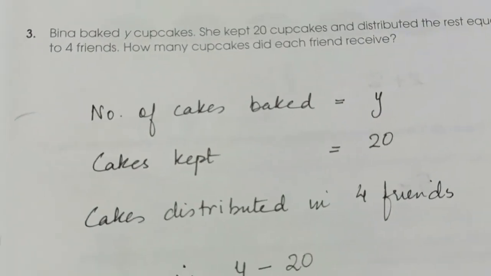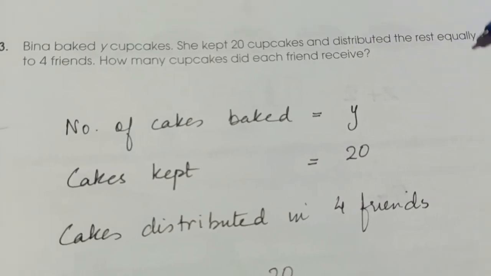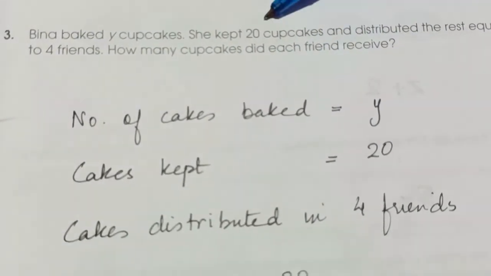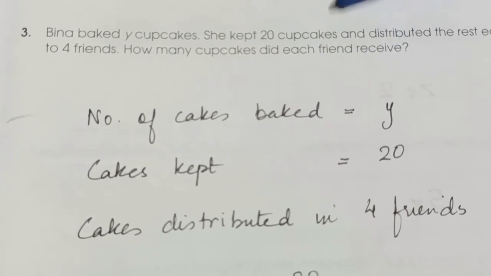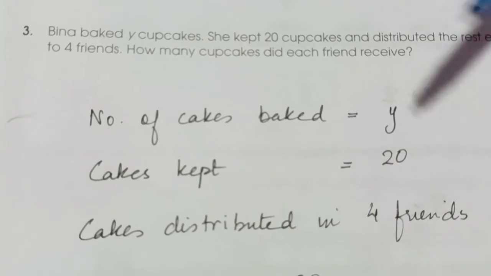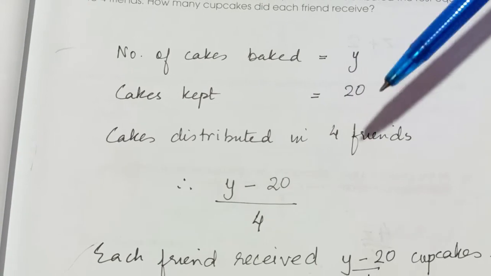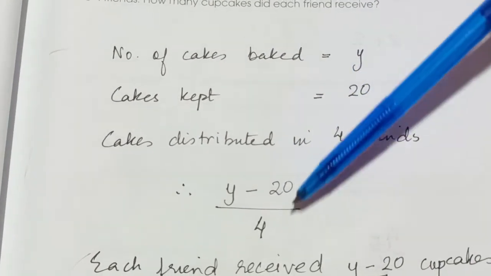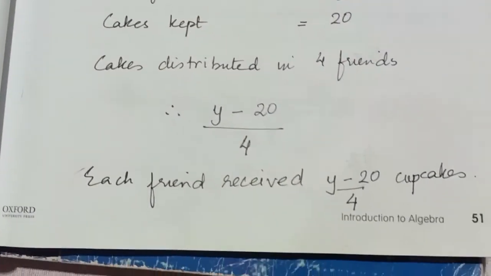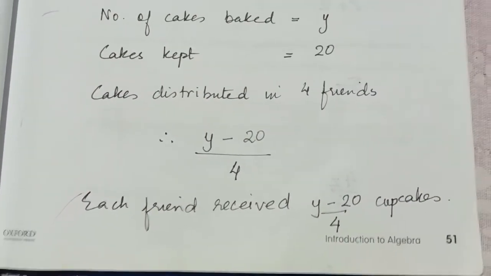Beena baked y cakes. She kept 20 cakes and distributed the rest equally to 4 friends. How many cakes did each friend receive? Number of cakes y as it is given. Cakes kept 20. Cakes distributed to 4 friends. So y minus 20 divided by 4. Each friend received y minus 20 divided by 4 cakes.